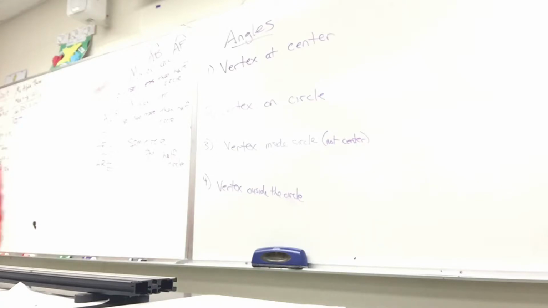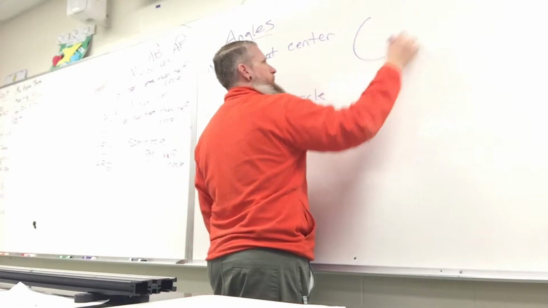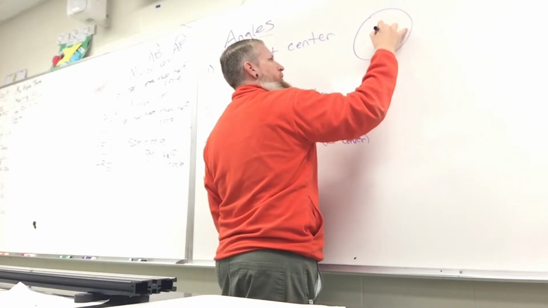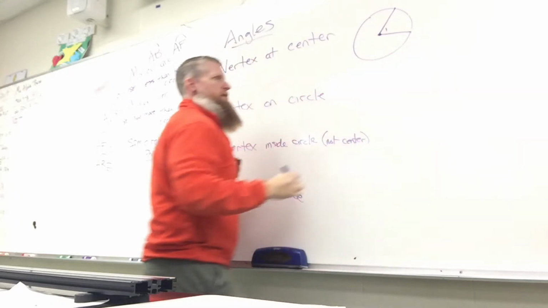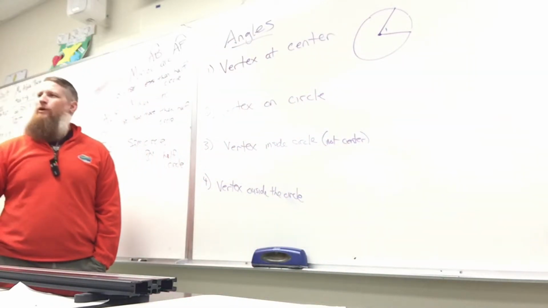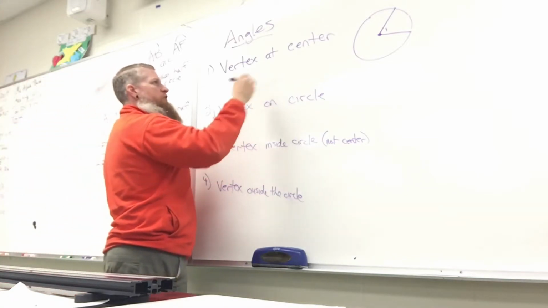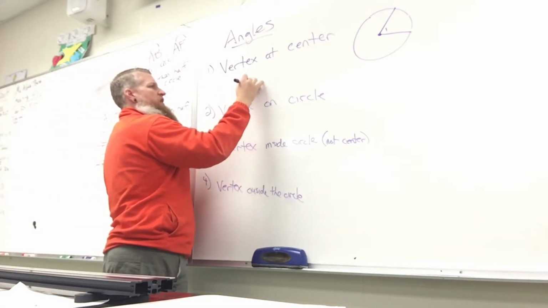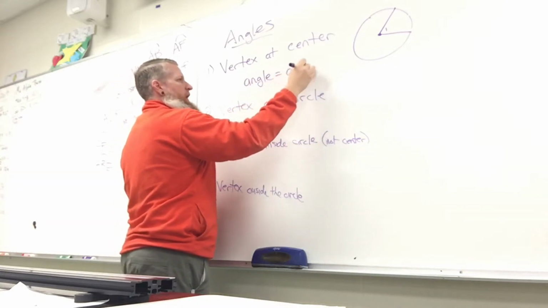All right? Now, a vertex at the center would be you dealing with an angle like that one right there. I'm just calling it angle 1. It's not 1 degree. It's just angle 1. If you have a vertex at the center, what you would see is that the arc and the angle are equal.